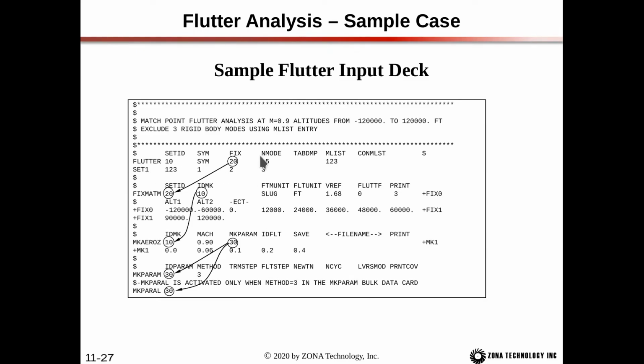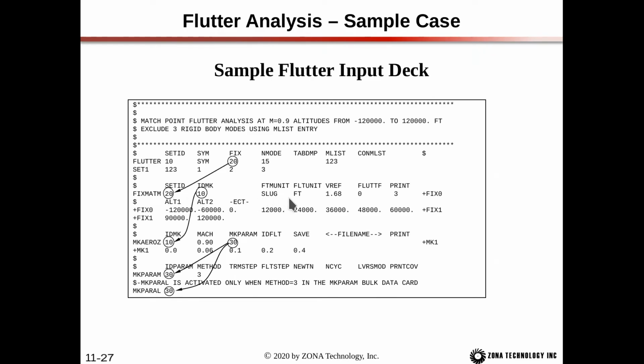We're specifying that we only want to use the first 15 modes from our modal analysis, and then furthermore, we have the mlist field referring to the set 1 to exclude modes 1, 2, and 3. So this means that in the end, we actually only have 12 modes included in the Flutter analysis. This is a half-span model, and we're doing a symmetric Flutter analysis. The Flutter card is referring to the FIXMATM with ID 20.